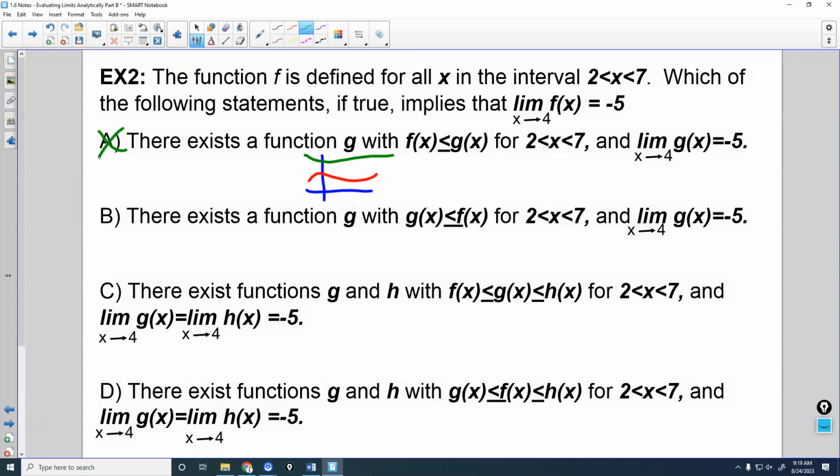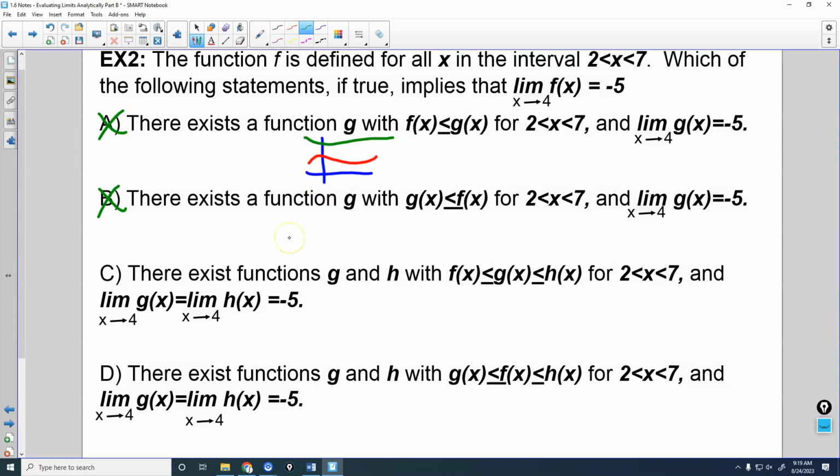B has a similar problem. You're only talking about this one other function, g. So it's not going to be B. Basically the only thing that was switched is g of x is less than f of x. So now g is below f, still. There's only one other function. It doesn't tell us anything.